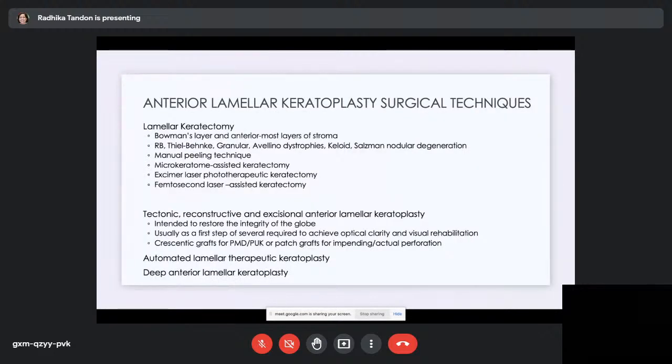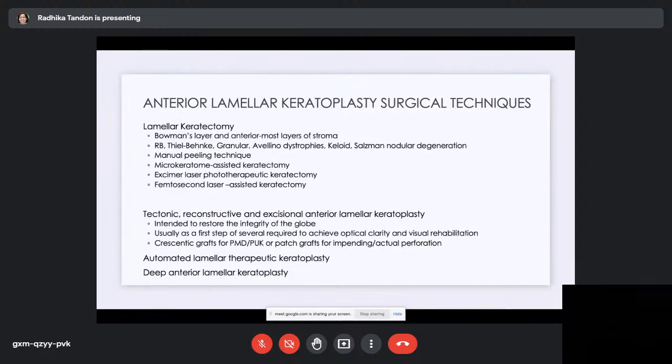Now, talking about the surgical technique, so anterior lamella, very simple lamella keratectomy can also be done, where you just excise the anterior layer. This can be done if you have Bowman's layer and anterior most layers of the stroma. This can be done manually, or it can be done using the excimer laser, which is called photoablation. It can be done for Reis-Bücklers, Thiel-Behnke, superficial involvement in granular and avellino dystrophies, keloid and Salzmann nodular degeneration.